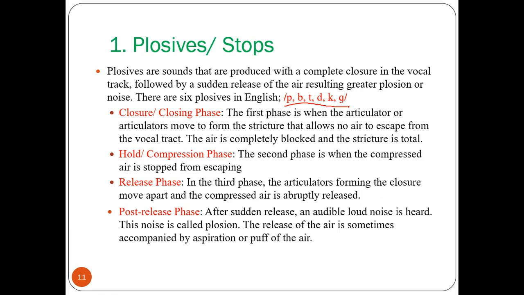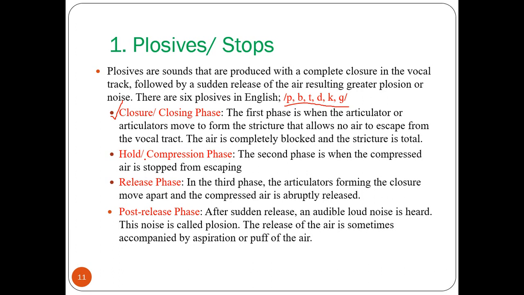What happens there is, first of all, that the air stream is blocked, and it is blocked completely. The stricture is complete and total. The air cannot escape. The articulators are pursed, they offer the obstruction, so the air cannot escape. That's what you have to remember. So the blockage is complete, and that's why we call it the closure phase. Why? Because the air stream is completely closed. It is blocked, it is stopped from escaping. This is the first phase.